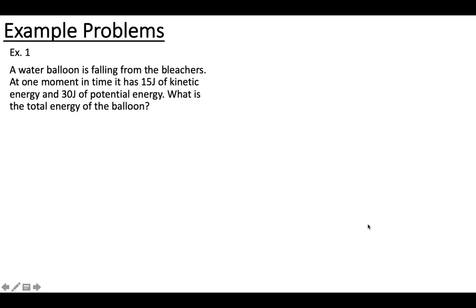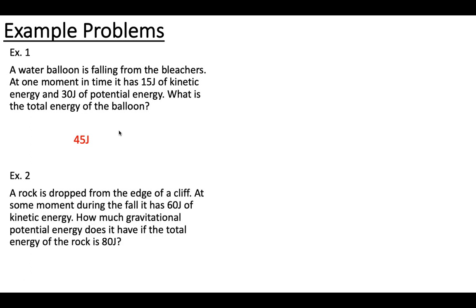Okay, so I'm going to do a couple example problems here. This will be the last slide, and we'll be done. Okay, so example 1. A water balloon is falling from the bleachers. At one moment in time, it has 15 joules of kinetic energy and 30 joules of potential energy. What is the total energy of the balloon? Well, total just means to add them up, so that's all you got to do. 15 kinetic, 30 potential, add them up. 15 plus 30 is 45 joules. Boom, there you go.